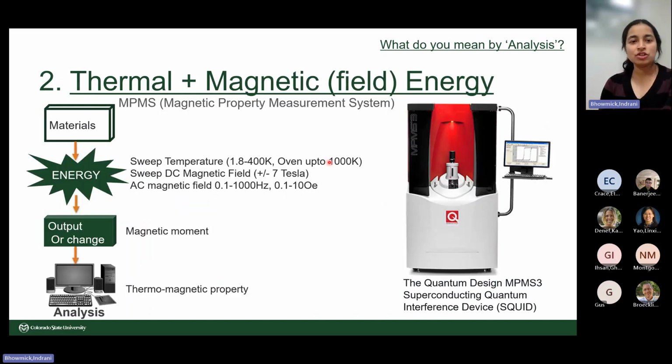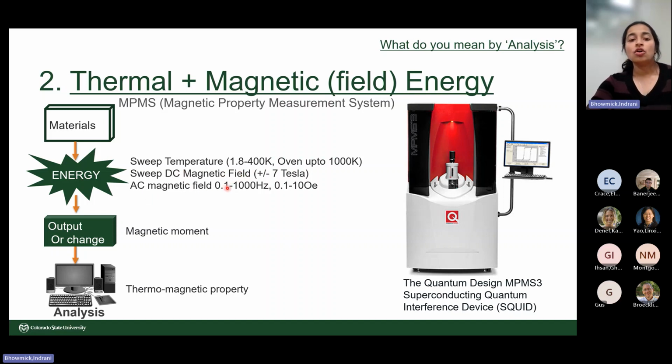So I'm going to the next one, putting another layer of energy on that, from thermal to magnetic field energy, where we use the MPMS, which is called the magnetic property measuring system. Again, our energy source here is temperature, where if we use the oven option, we can go up to 1000 Kelvin. And then if we sweep the DC magnetic field, it can go plus or minus 7 Tesla.